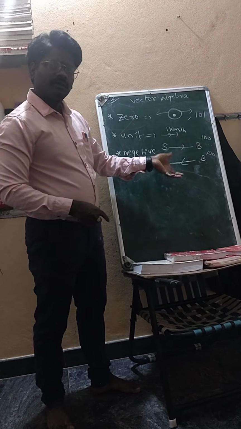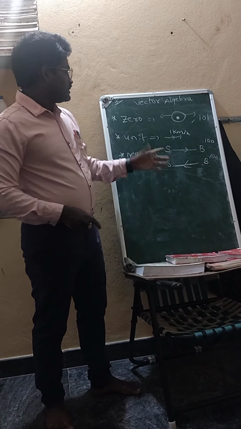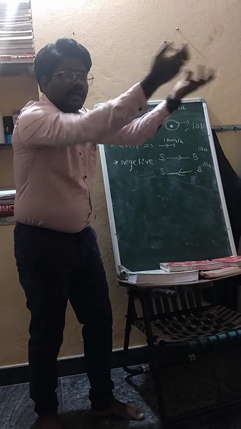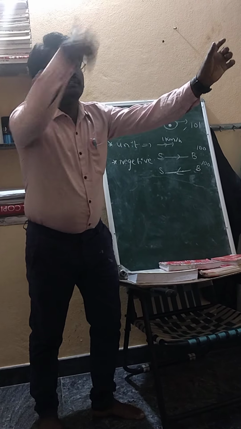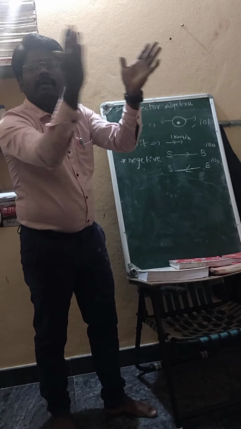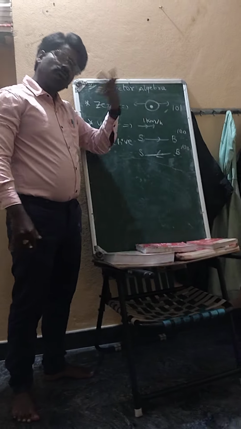But are the directions the same? No. The directions are different. That is called a negative vector. The magnitude is the same, no problem. But one direction, A, and a different direction. The two are in opposite directions, but the magnitude is the same. That is called a negative vector.